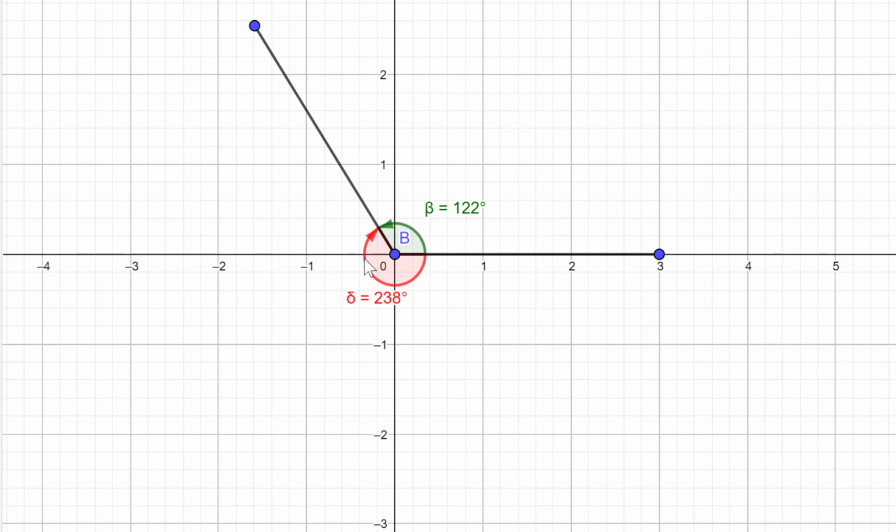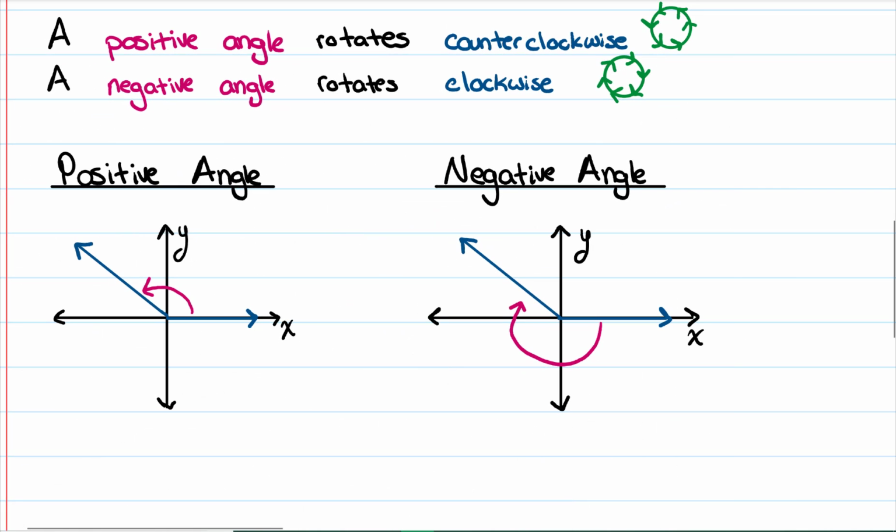These two angles, however, are coterminal. That means this angle plus this angle will equal 360. So if this one is positive because you're going counterclockwise, this one will be negative because you're going clockwise. Coterminal angles start with the same initial side and end on the same terminal side. So as I move this, you can see how the two angles always meet up at the same side. A positive angle rotates counterclockwise and a negative angle rotates clockwise.